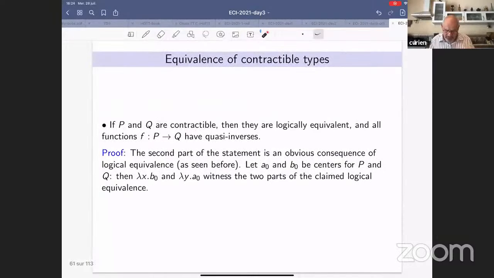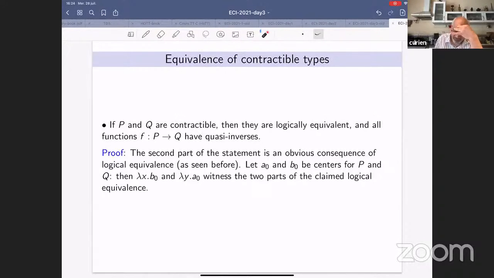Okay, so let's see other properties. Yes, so this is a trivial slide, but it's interesting. It says that if P and Q are contractible, then they are logically equivalent. They are always logically equivalent, and moreover, they are equivalent.